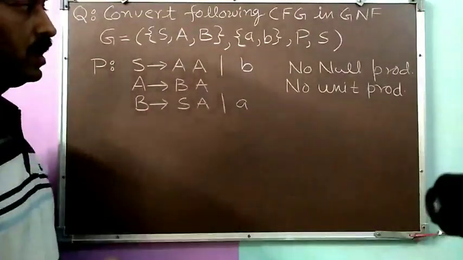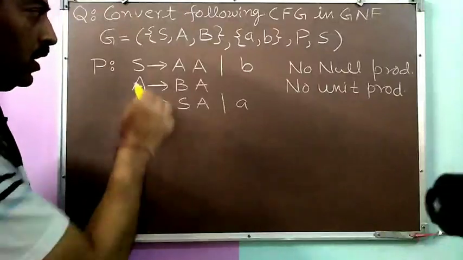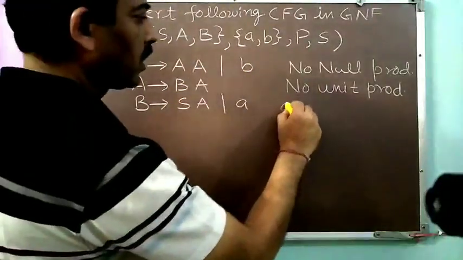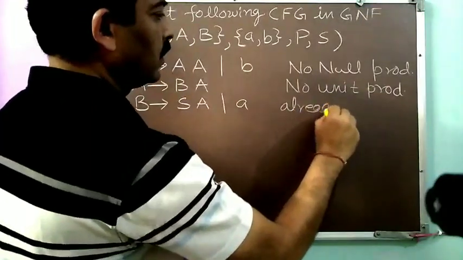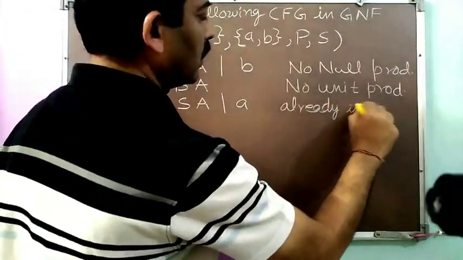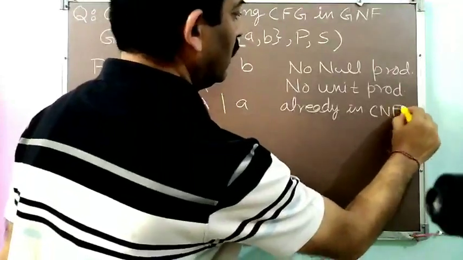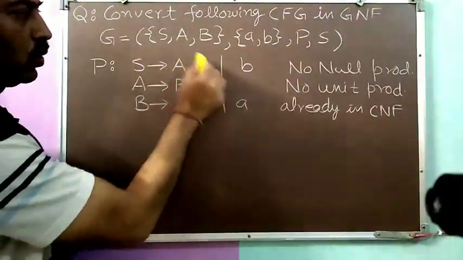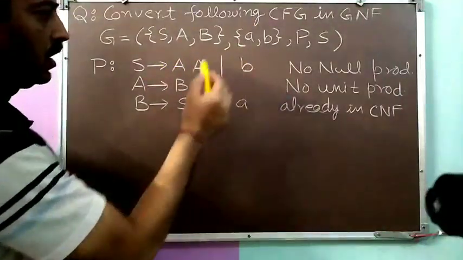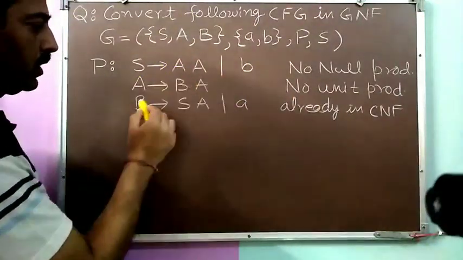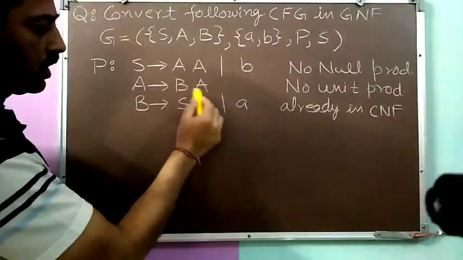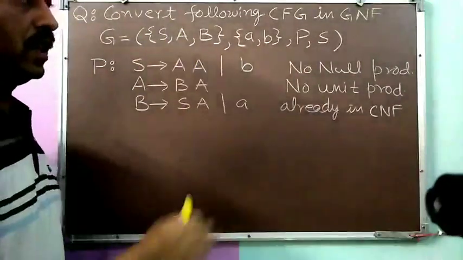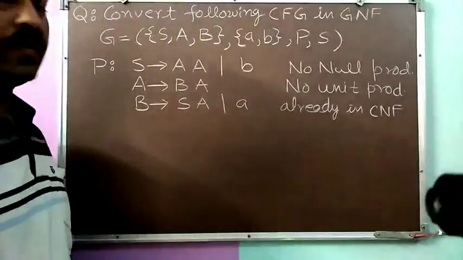Then we have to convert our CFG into CNF. Just look at the format of the productions. We will see that it is already in CNF. You just look at S to AA, there are two variables, or there is a single terminal. A to BA, there are two variables. B to SA, there are two variables, or a single terminal. So it is already in CNF, and that's why we don't have to perform the first step.